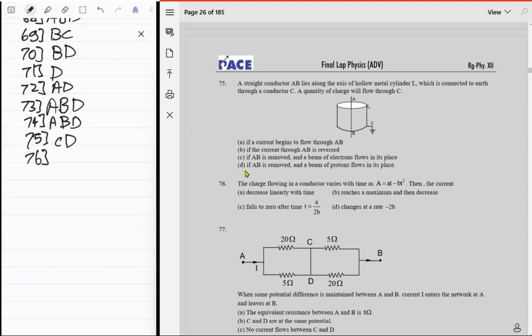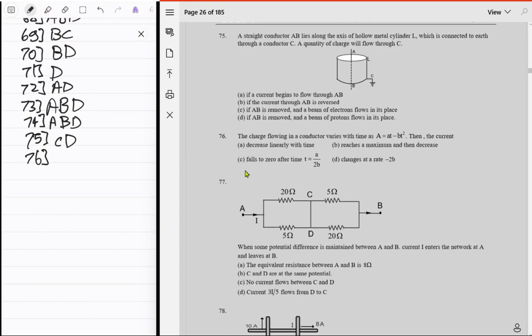76. The charge flowing in a conductor varies with time as q equal to blah blah. Then the current, okay, flowing in a conductor. What do you mean by that? Charge deposited, understood, but then flowing in the conductor? The current decreases linearly with time, falls to zero after. I mean, I get it. It's just dq upon dt, but then I guess it's how much charge has passed through the cross section till now, that's what you're talking about.